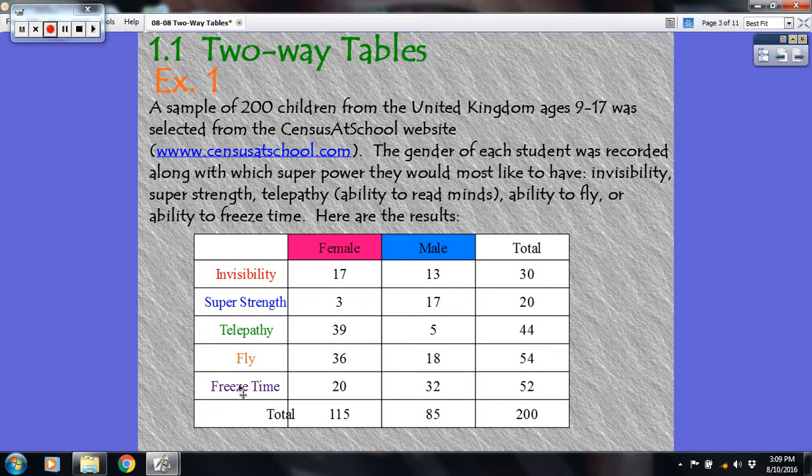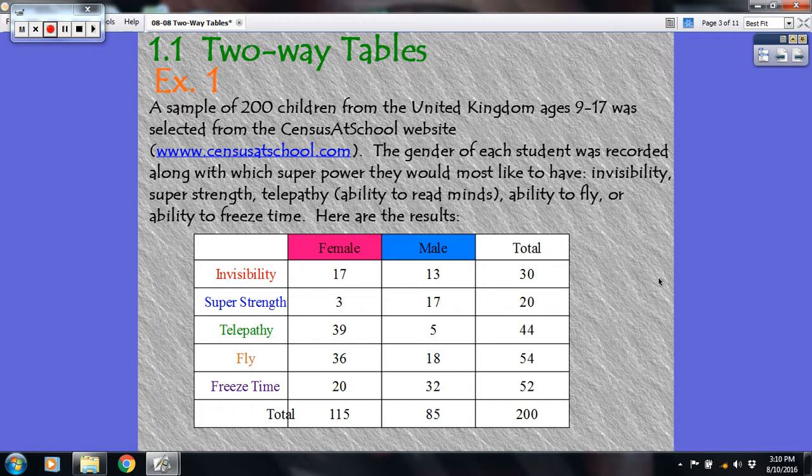But notice, the rows are one of your categorical variables, in terms of what superpower those children would like to have, and the columns are another categorical variable, whether the students are male or female. So they're broken down based on gender in the columns and by superpower preference in the rows. So we are able to see two different categorical variables side by side. Then we have the row totals and the column totals, and of course it all adds up to the total individuals in this set of data, which is 200.